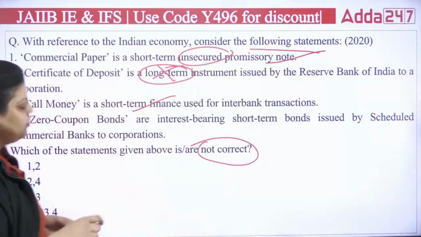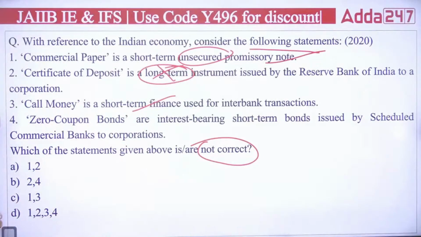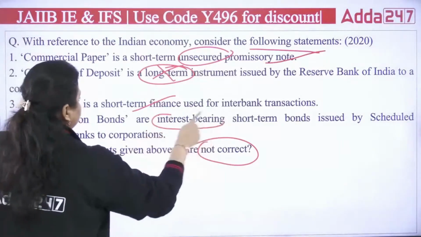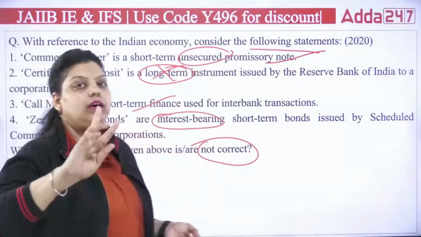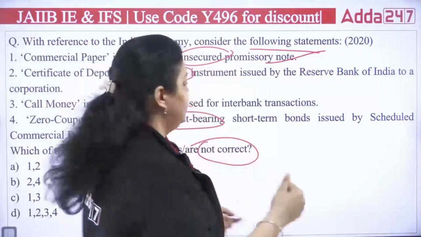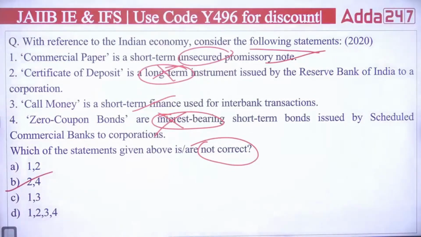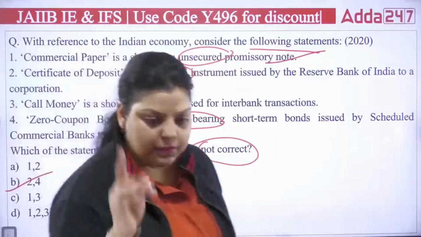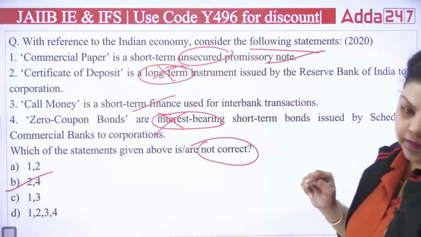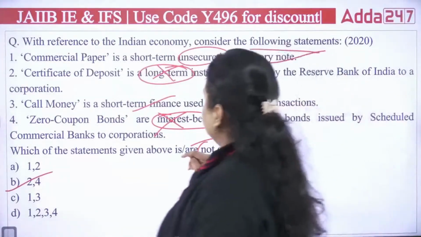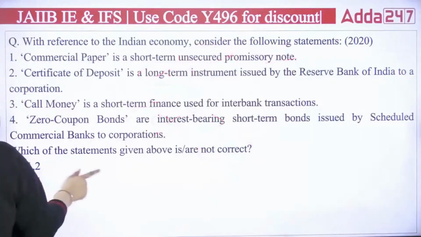This is also true. The fourth is saying zero coupon bonds are interest bearing short-term bonds issued by the scheduled commercial bank to corporates. They are not interest bearing. They are issued on the discount. Right? So right answer will be your second and fourth are the incorrect statements. So right answer is B. Okay, so maximum people have given the right answer, that is B. Okay, chalo, continue. So right answer will be B here.